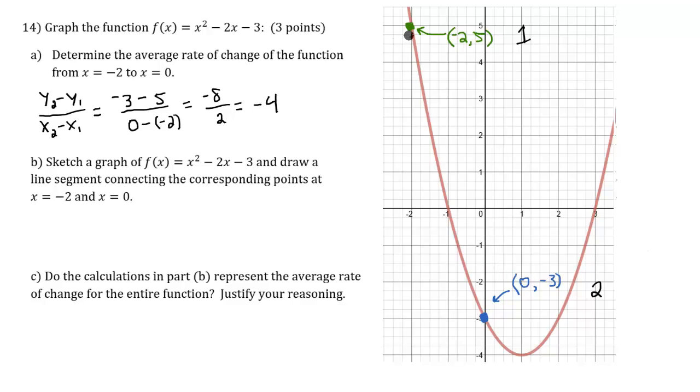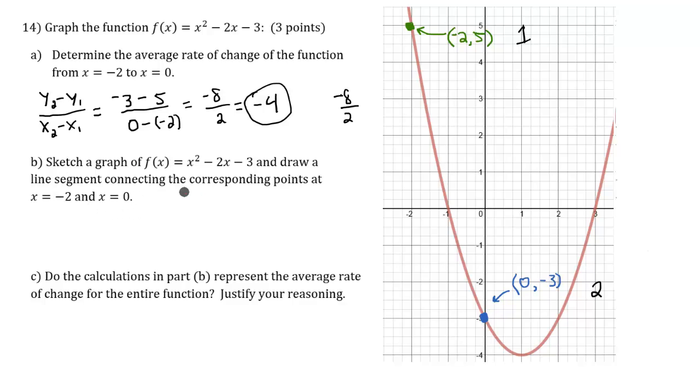You could have also done it just by looking at the graph. Starting at this point, we move down 1, 2, 3, 4, 5, 6, 7, 8. So it would be down 8, so -8. And we move from this point forward twice. So 1, 2, and -8 over 2 is the same thing. It's -4. Either way really works.